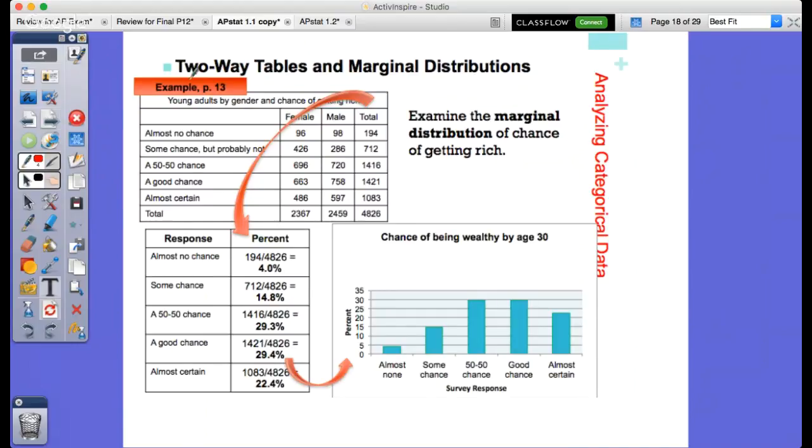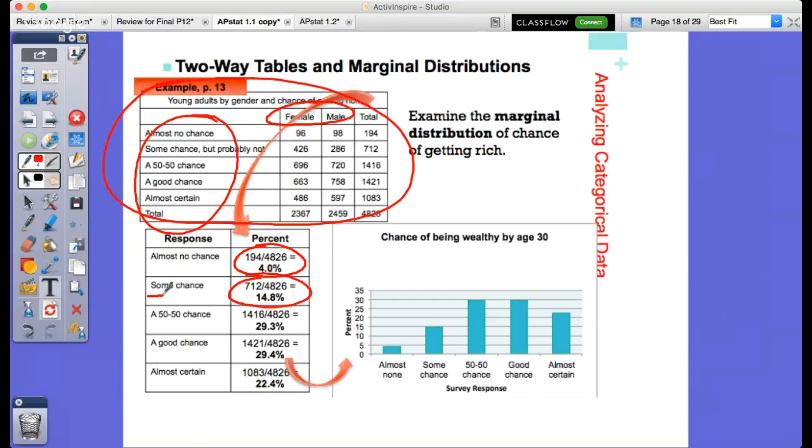So we take our two-way table, again, two categorical variables, gender and perception on whether they would be rich. And we divide that up by stating what the percents are. So as I look at this, we can recognize that out of all the individuals, excluding males and females, 4% stated that they would have almost no chance of being rich. 14.8% said that they had some chance. 29.3% said 50-50, and so on and so forth.